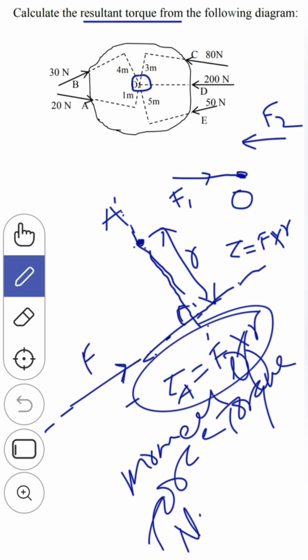It has the SI unit Newton meter. In the ICSE board examination for 10th class, there is usually one question: define the moment of force and write its SI unit. You can also give one simple example of that. Now we will go for the actual solution of this question, which is given on the screen.